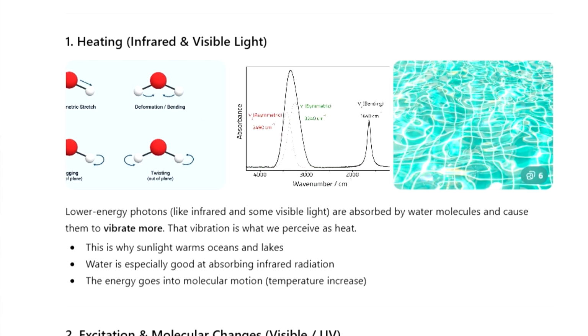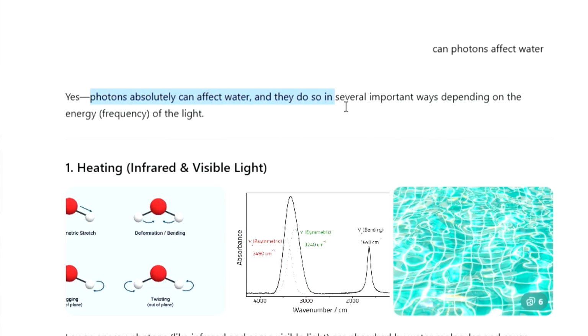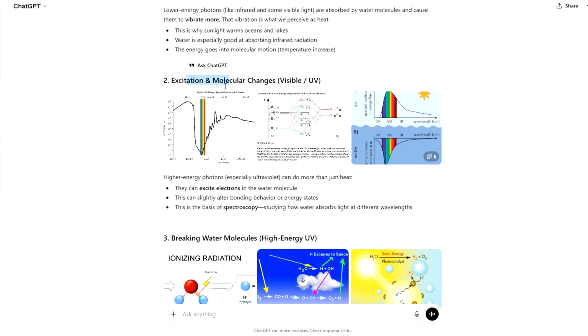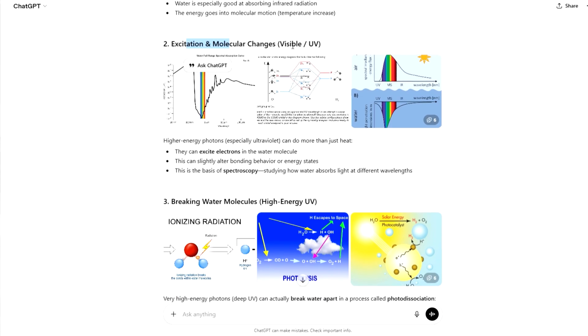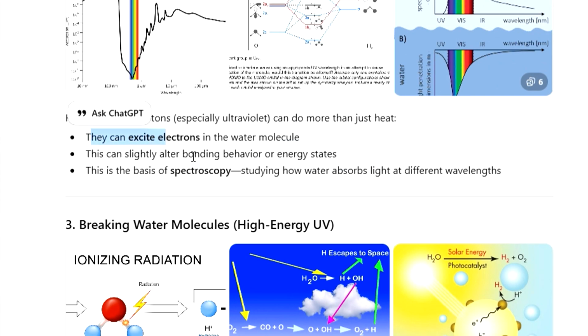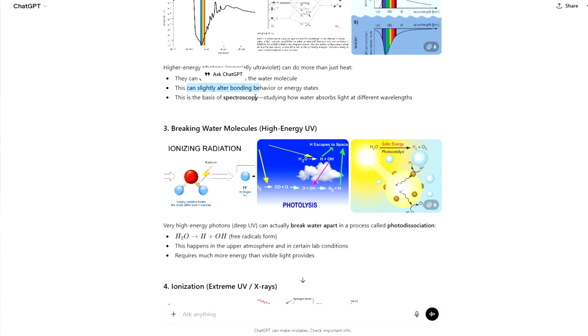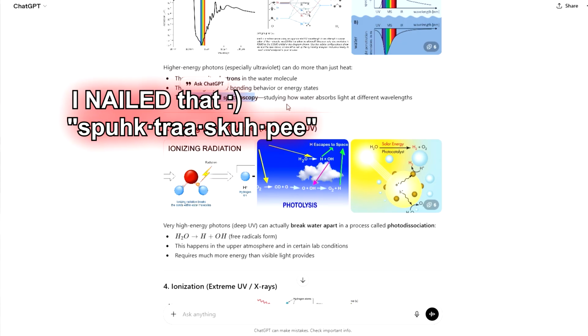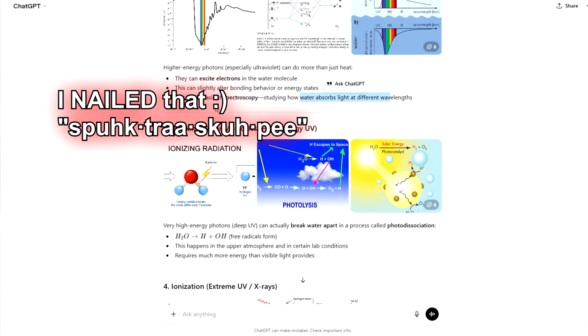Can photons affect water? Photons absolutely can affect water, and they do in several important ways depending on the energy and frequency of the light. It goes on to tell me about heating and infrared light, about how it warms water. Obviously, no light will not warm water. And we get into excitation and molecular changes for visible and UV light. Chat says that they can excite electrons in the water molecules. That sounds familiar, doesn't it? This can slightly alter bonding behavior or energy states. This is the basis of spectroscopy, studying how water absorbs light in different wavelengths.